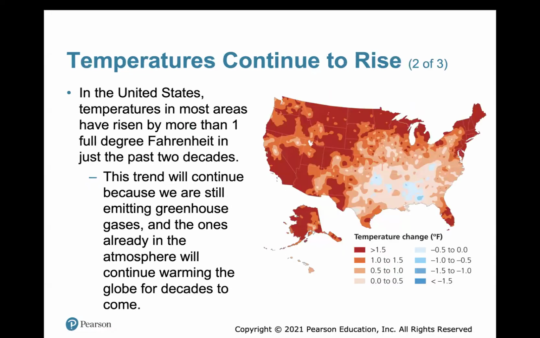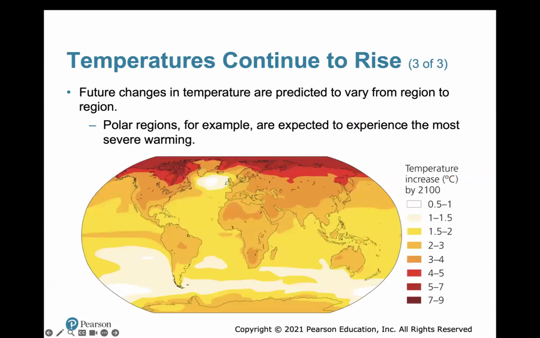In the United States, temperatures in most areas have risen more than 1 full degree Fahrenheit in just a few decades. And the trend will continue because we're still emitting greenhouse gases. The ones that are in the atmosphere will continue to warm the globe for decades to come. This picture is showing you that temperature change. If it's more than 1.5, then it's red. Future changes in temperature are predicted to vary from region to region. Polar regions, for example, are expected to experience the most severe warming. So they're going to be the warmest.